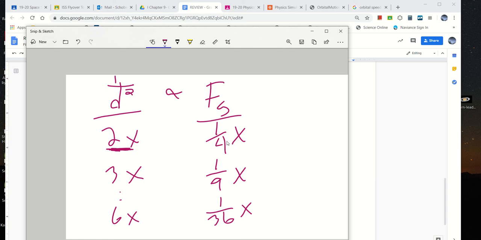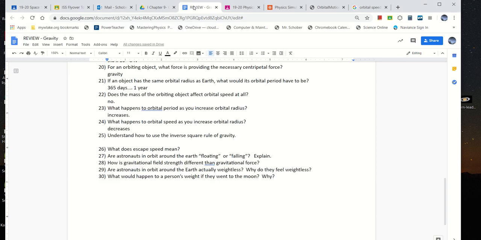The inverse square of 2 is 1/4. The inverse square of 3 is 1/9. The inverse square of 6 is 1/36. If this was 10 times as much, the force of gravity would be 1/100th as much. Okay, so that's what that inverse square rule means. Make sure we understand that. So explain that on the other one.